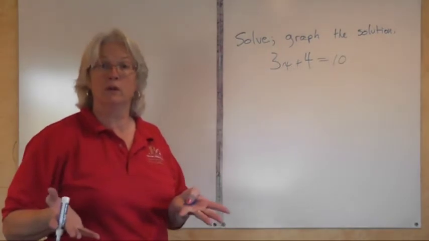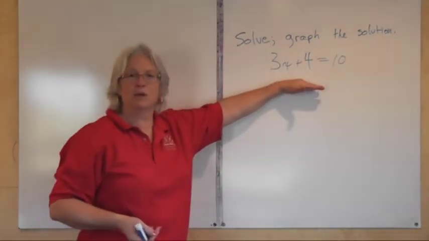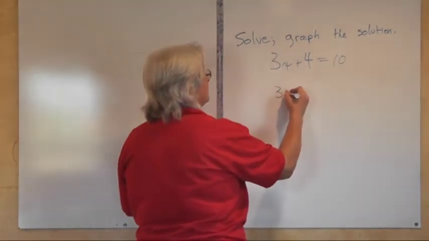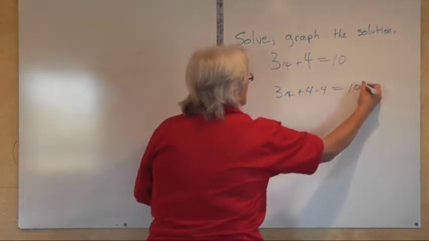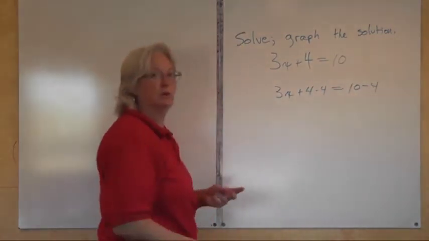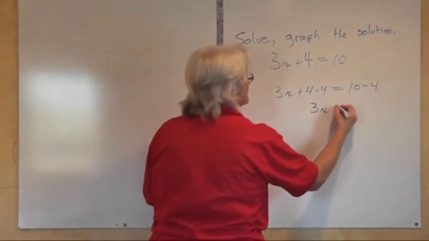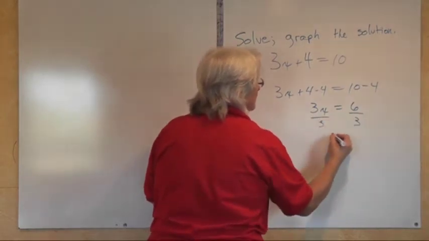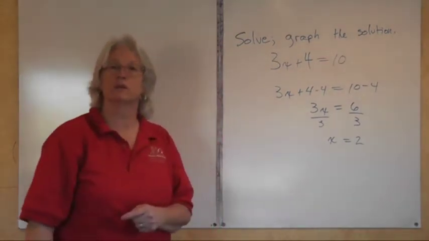What would you need to do in this? Well, first you'd need to use your properties that would enable you to solve this equation. First, you would subtract 4 from both sides of the equation. You have to subtract from both sides of the equation to keep it in balance. You have 3x is equal to 6. Divide both sides of your equation by 6. And you have x is equal to 2.